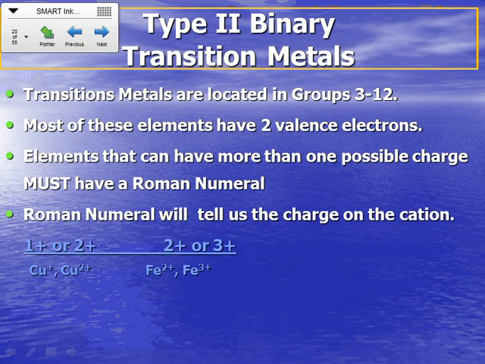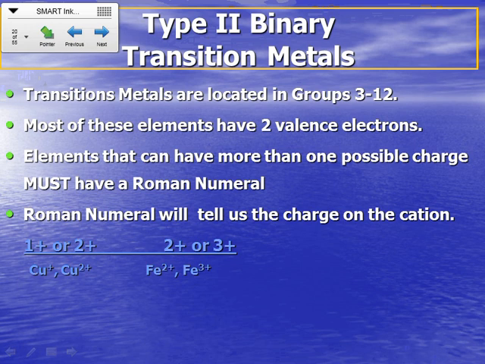Okay, the Roman numeral is going to tell us the charge on the cation. So the Roman numeral will tell us, do we have a 2+, 3+, do we have a 1+, or 2+? Okay, so there are certain elements that can have a 1+ or 2+, certain ones that can have a 2+ or a 3+, certain elements that can have a 2+ or a 4+. I don't expect you to memorize all of that, okay? But I do want you to understand how it works.